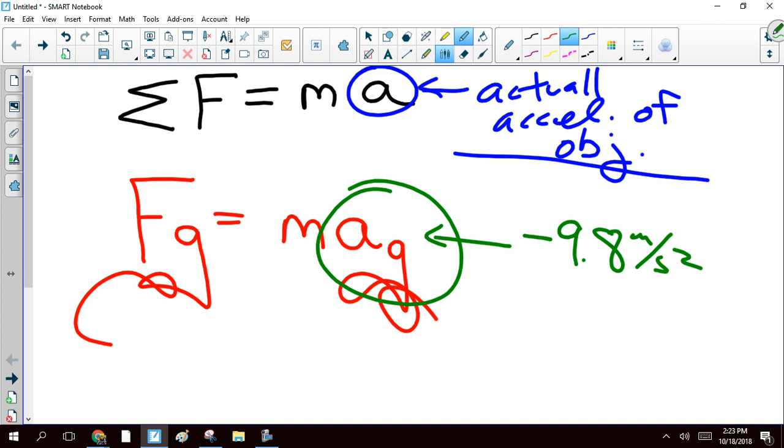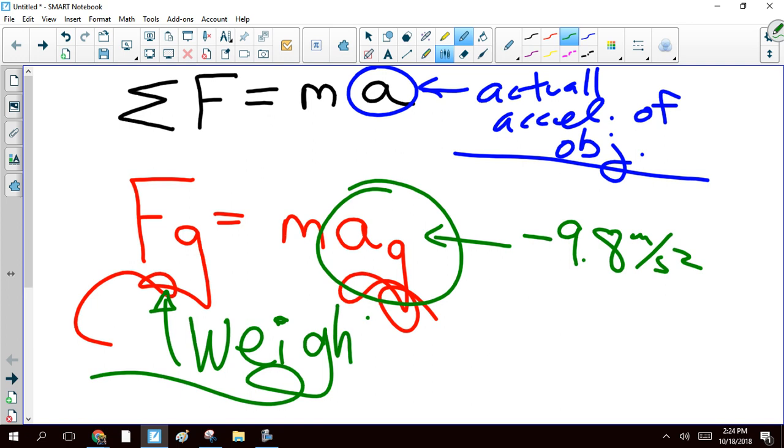Okay, cool. Thing number two. What's this? Force of gravity is also known as weight. So from now on, any time in my class that you hear the word weight, I want you to think, oh, that's the same as force of gravity. They're literally synonymous. Okay? Units.